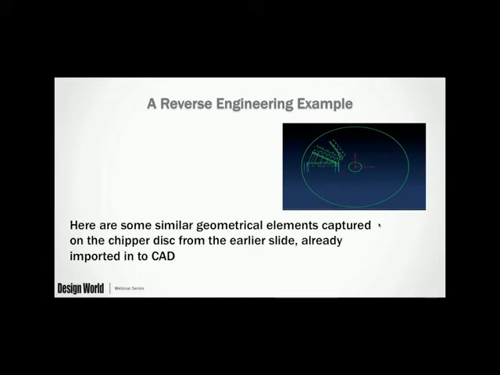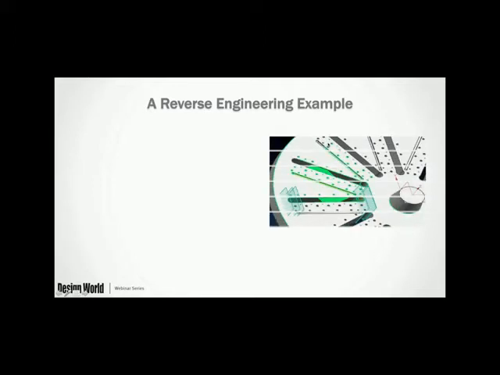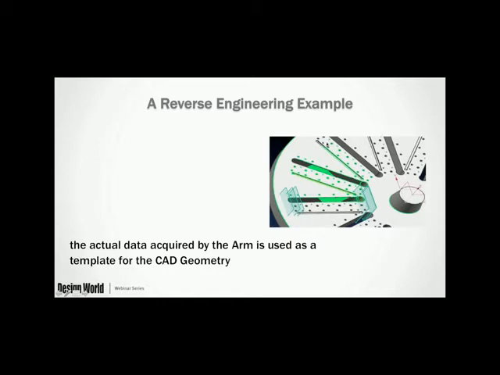Here are some similar geometrical elements captured on the chipper disk from the earlier slide, and those measurements that have already been taken in the inspection CMM software have been imported into CAD. So all they've done is capture the center of rotation, the OD, the ID, and then all the information that's in one of those pockets. That actual data acquired by the arm is used as a template for the CAD geometry and copied and rotated the appropriate number of times to complete all the detail within the disk.